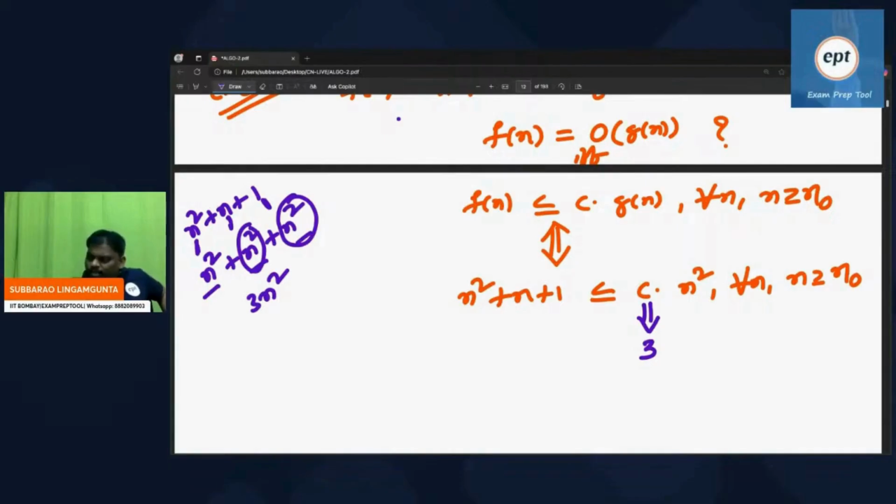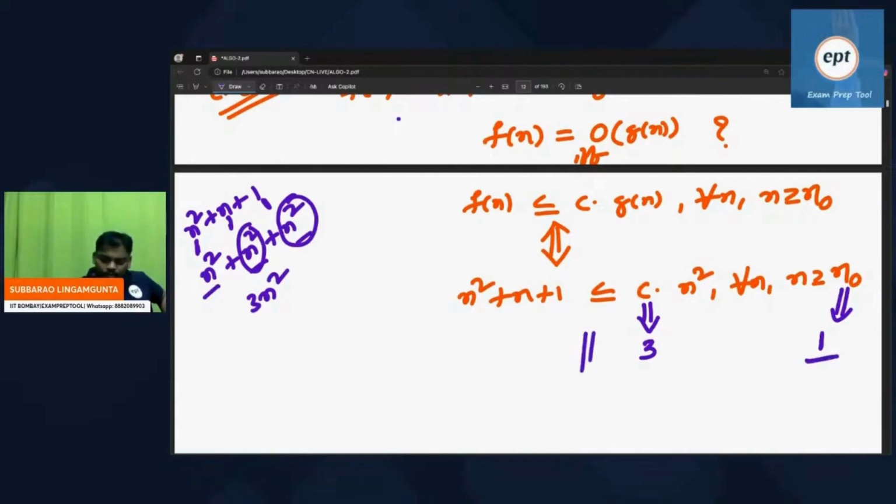Yes, some people are asking, sir, from which place does this relation hold good? Let's start from 1. From 1 onwards, is it working or not? Verify. If I keep n value 1, left side is 3, right side also 3. I think for n value 1, it is working. Let's take n value 2. Left is going to be 4 plus 2, 6 plus 1, 7. Right, if you observe, n value 2, 4, 3 into 4, 12. I think from 1 onwards it is working.